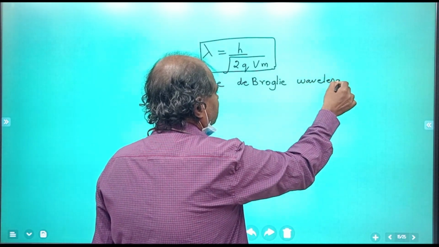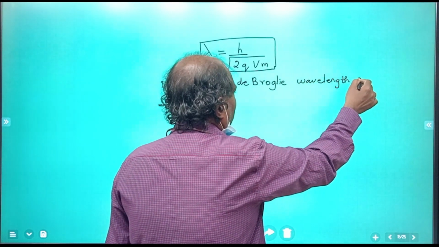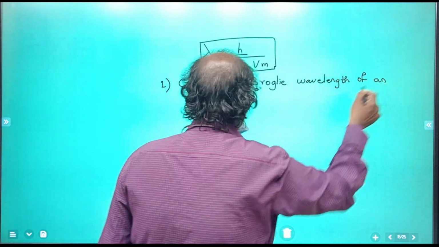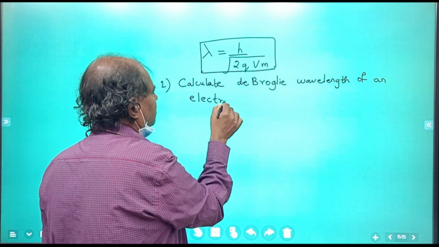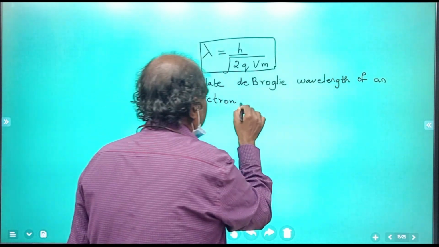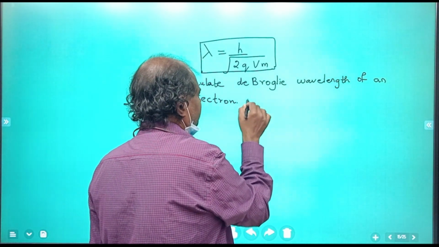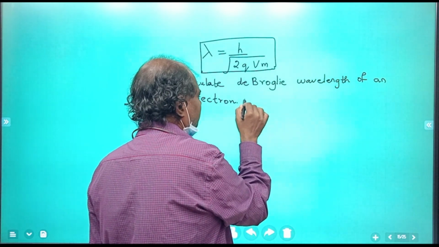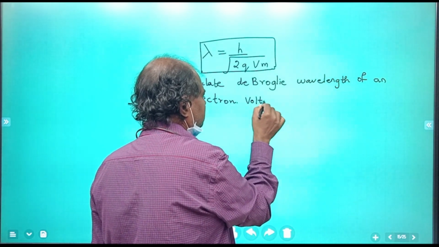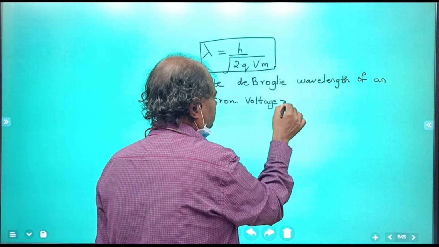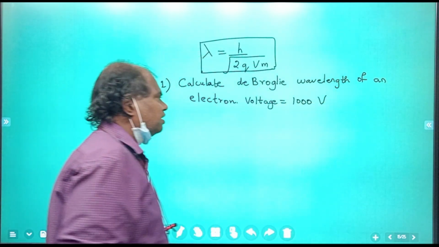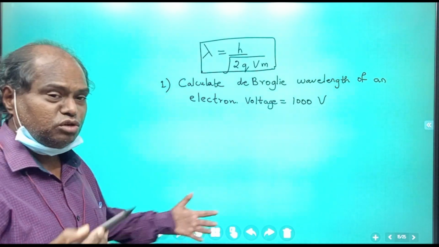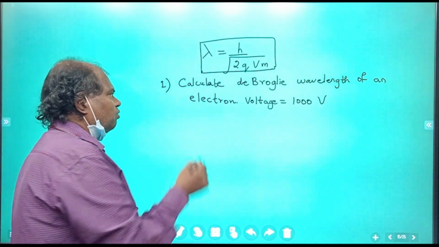De Broglie wavelength of an electron which has been applied a voltage. So you are applying a voltage, suppose, for example, 1000 volts. Okay, huge voltage, right? So now what will be the answer?